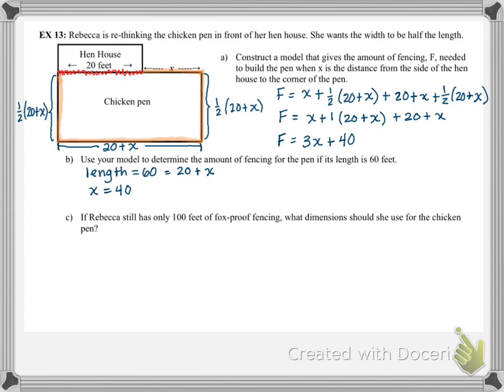Right? So sometimes we have to be a little bit careful not to just start throwing numbers into our equation. Make sure that the x value that you're putting in your equation actually represents what x represents in the problem. So here our x value is 40. So now we have F equals 3 times 40 plus 40, which is 160 feet.